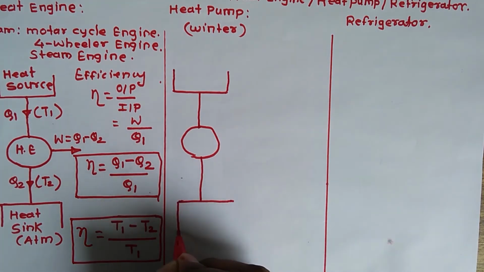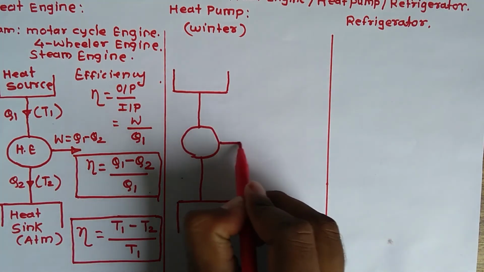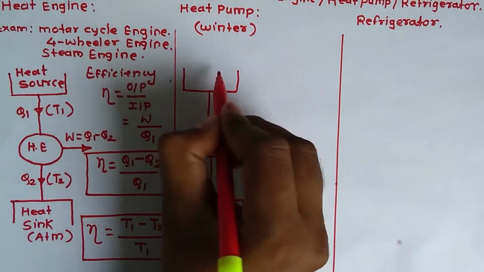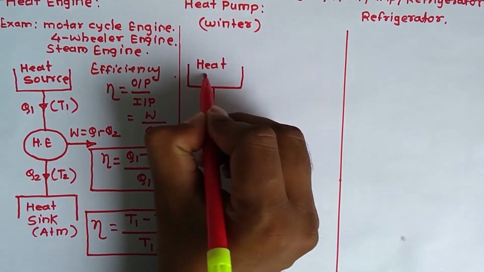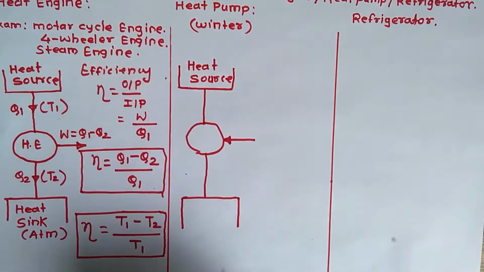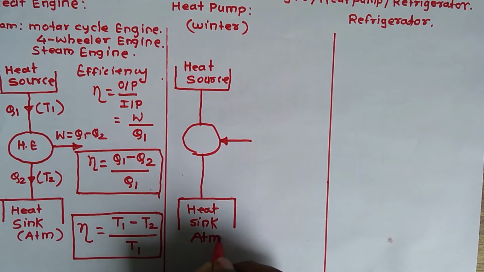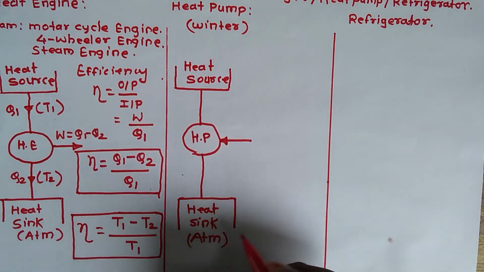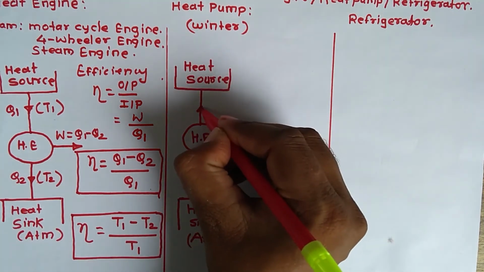Now we have seen that the heat engine is a power producing device. The heat pump is a power absorbing device. I will repeat the same names here because we are doing a comparison. This will be the heat source, and this is the heat sink, or we can say the atmosphere also. Okay, friends, this is the heat pump. Here we are absorbing heat from the atmosphere, and that heat will be transferred to the heat source.